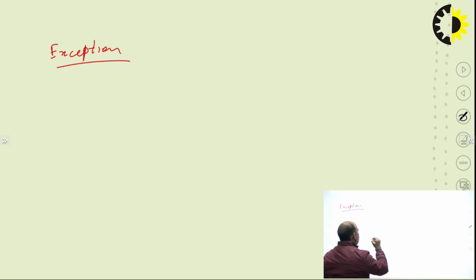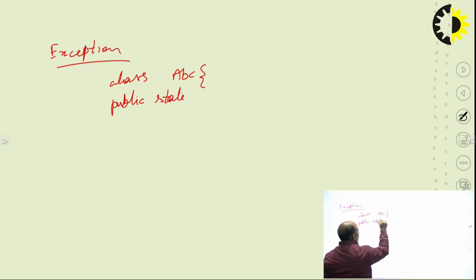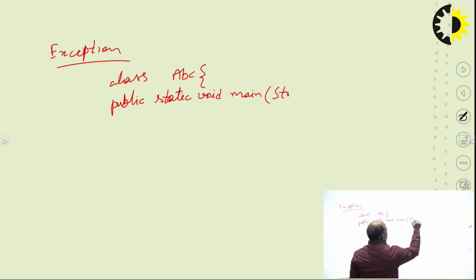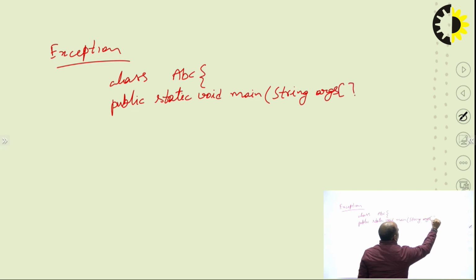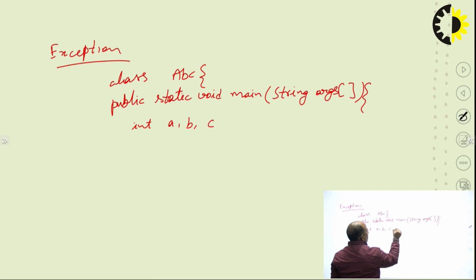I am writing a code. There is a Java class ABC. It has a public static void main function with a String args array, and in this main function there are variables a, b and c.